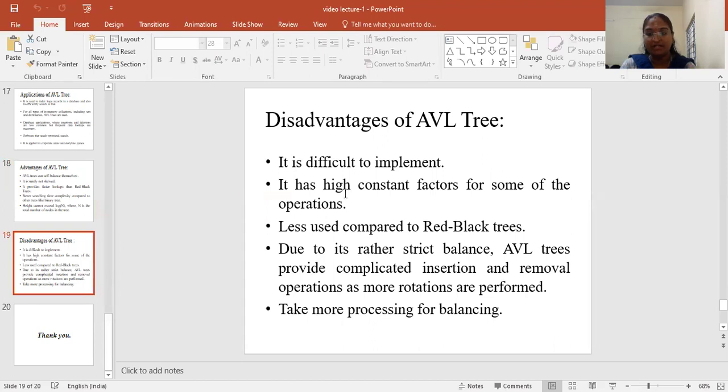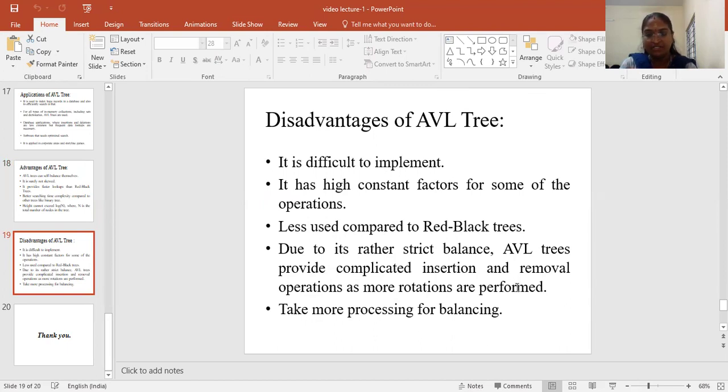Coming to the disadvantages of the AVL tree, it is difficult to implement. Why is it difficult? If the tree is not balanced correctly, then it is not considered an AVL tree. So if you take care of the balance factor, then it is very easy. Otherwise, it is difficult to implement. It also has high constant factors for some of the operations, and it is less used compared to red black trees. Due to this rather strict balance, AVL trees have complicated insertion and removal operations, as more rotations are performed.